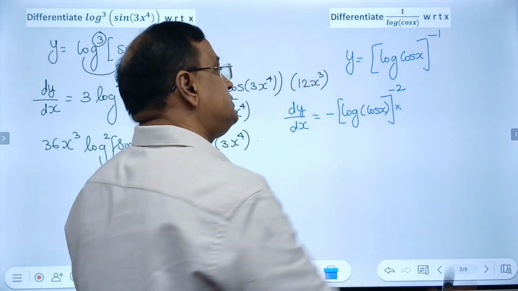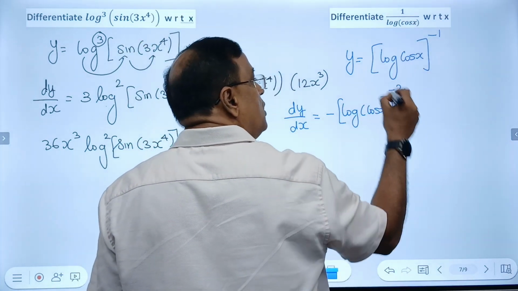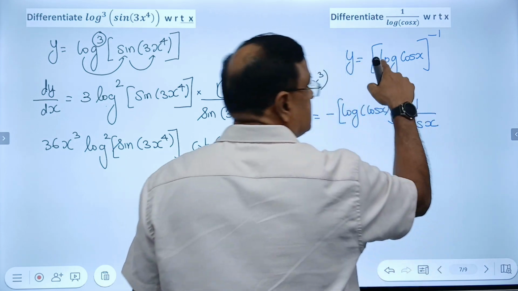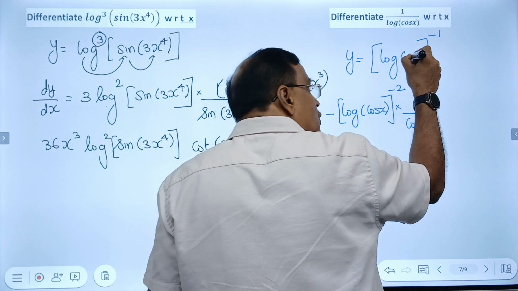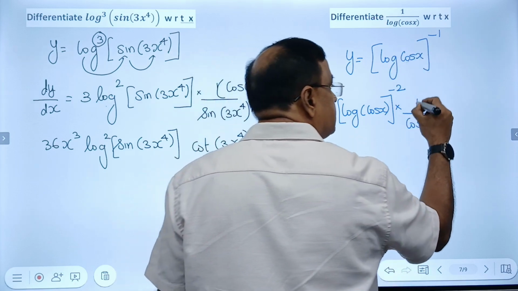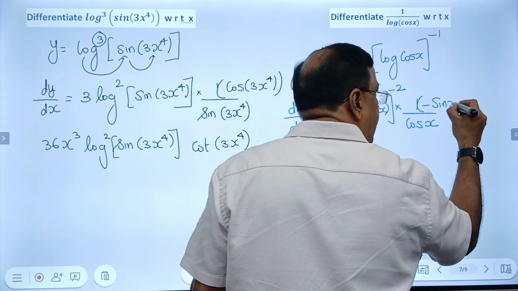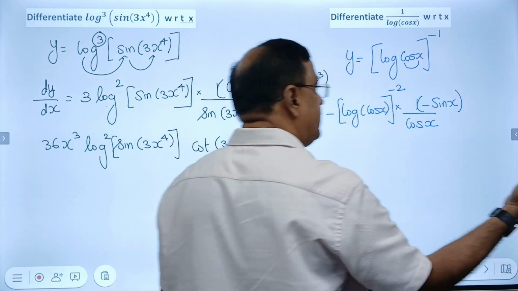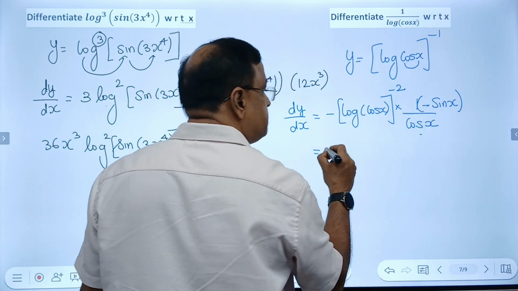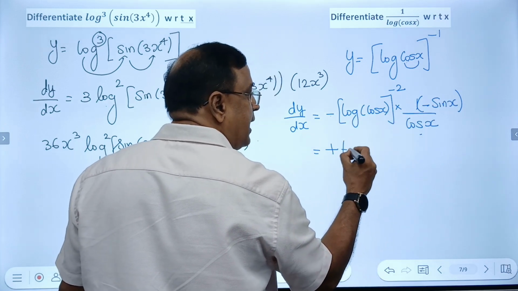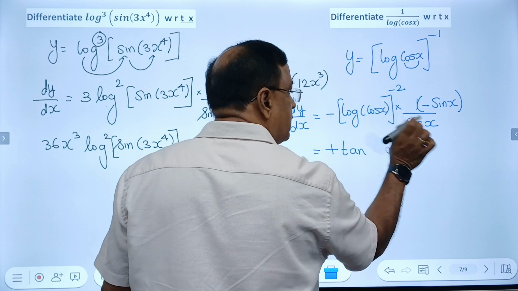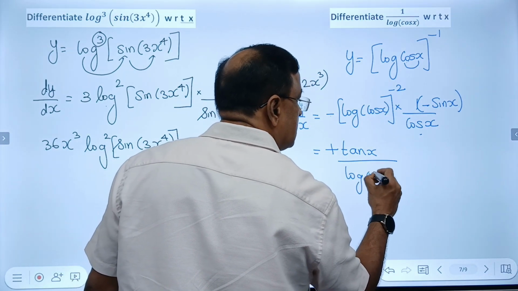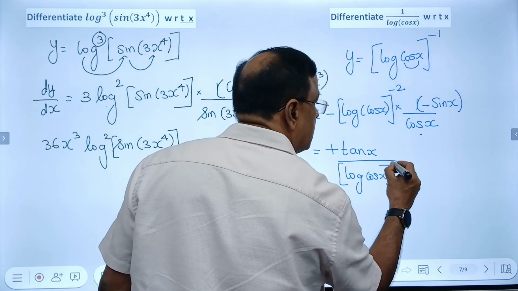Into, after dealing with minus 1, I have to see log. What is differentiation of log? Correct, 1 by cos x. After that, what do I see? Cos. What is the differentiation of cos? Minus sine x. Then what do I see? x. Differentiation of x is 1, no need to write. So minus into minus is plus. Sine by cos is tan. Log of, or you can write tan x by log of cos x, the whole square.